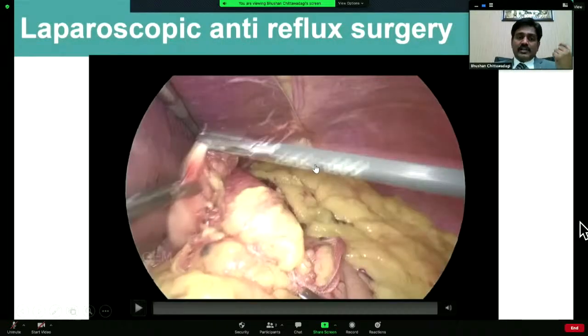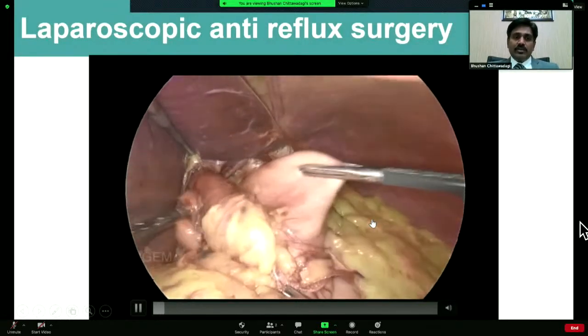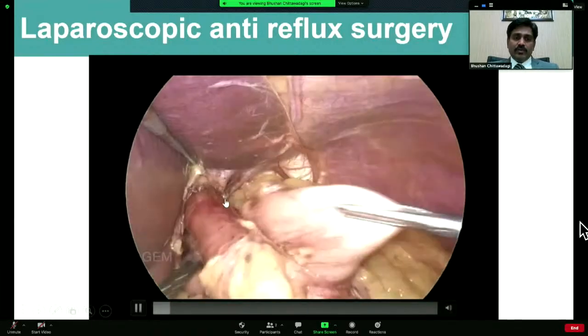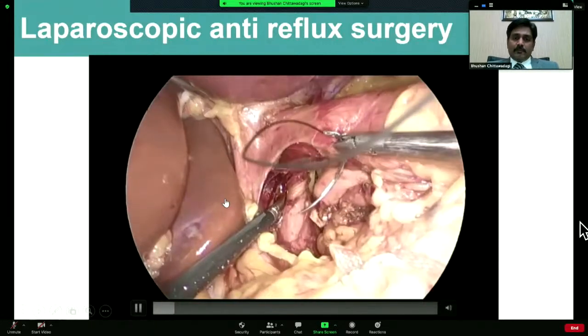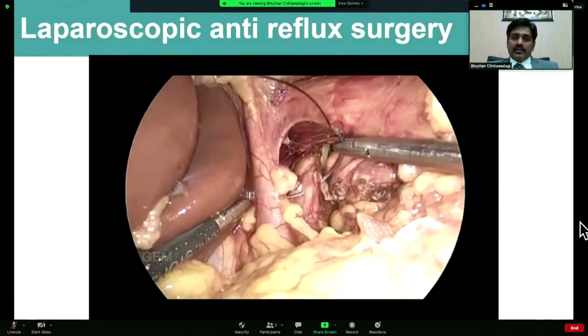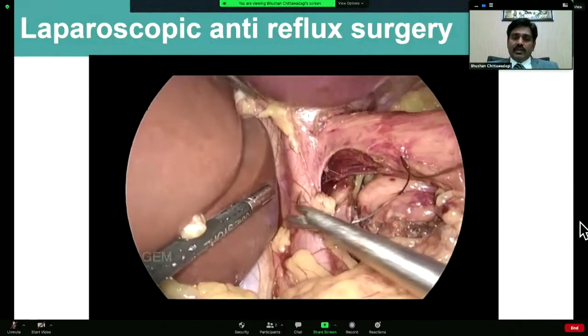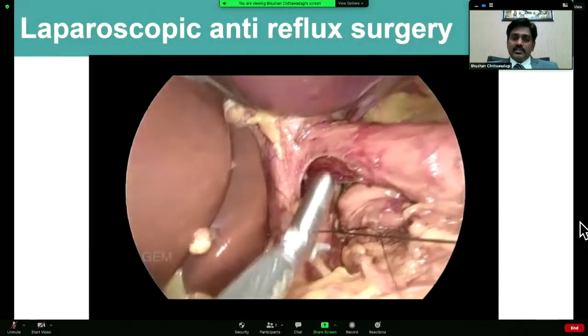Now that was an animated video. This is the actual video, the inside view of how the laparoscopic surgery is done. Now these are our hand instruments, what you are seeing here, and the stomach is being rolled. This center one is your food pipe. So the stomach is used. Now whatever opening was there in your diaphragm is being closed with the sutures. See how meticulously we can see each structure through the laparoscopy.